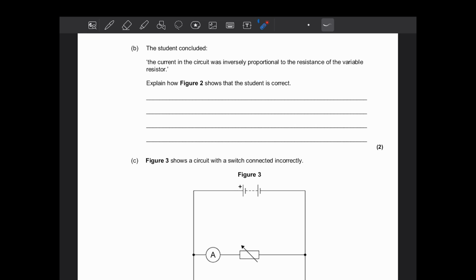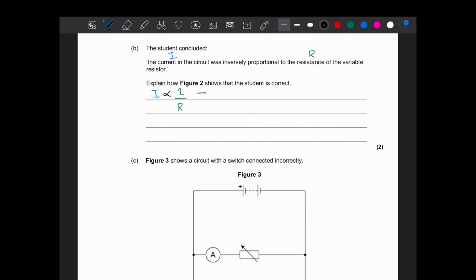Okay, the question's asking us to prove that current is inversely proportional to resistance. We're trying to show that the student is correct using figure 2. So here we've been explicitly asked to use the graph. It does link to the idea of inverse proportionality in maths, where you should hopefully know that when we say two quantities are proportional, in this case, current and resistance, we can write those quantities like this. Current is inversely proportional to resistance, so that is 1 over R to show inverse proportionality.